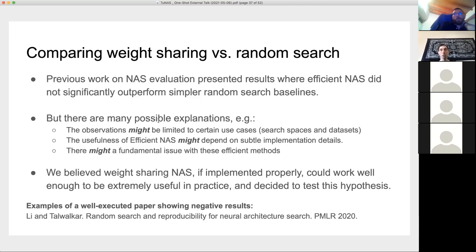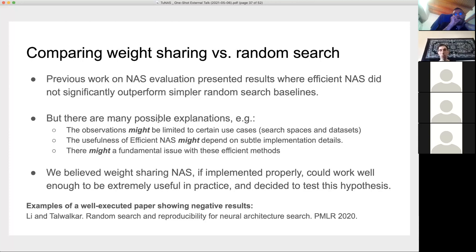But trying to understand why we are getting these negative results, there are actually a number of different things that could be going wrong. There might be a fundamental issue with weight sharing methods, which prevents these from working. Or it could be that weight sharing methods do work in certain use cases, depending on, for instance, the search spaces that we're using and the data sets that we're interested in. And because this is deep learning, there's also always the elephant in the room of, is this just something that needs to be tuned very carefully before you can start getting good results?